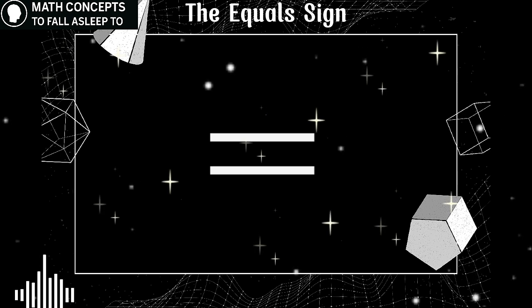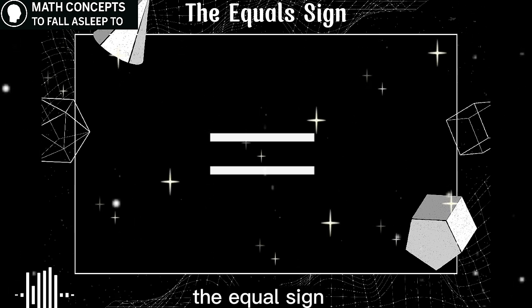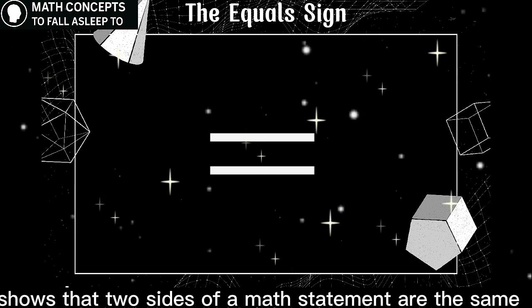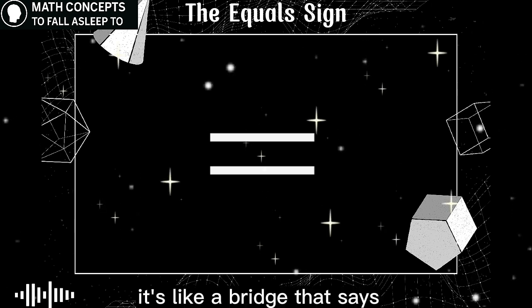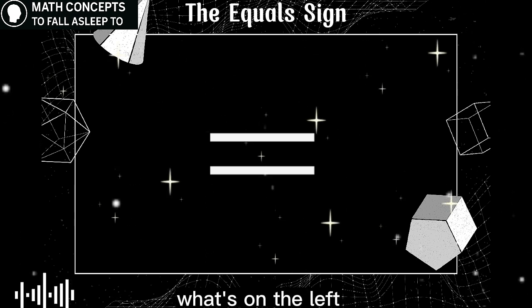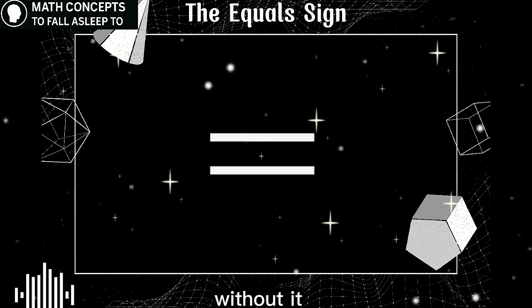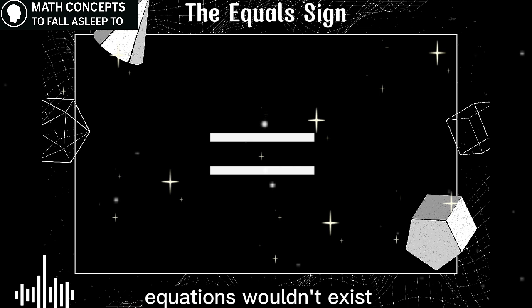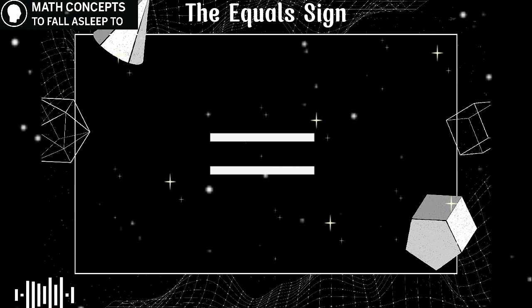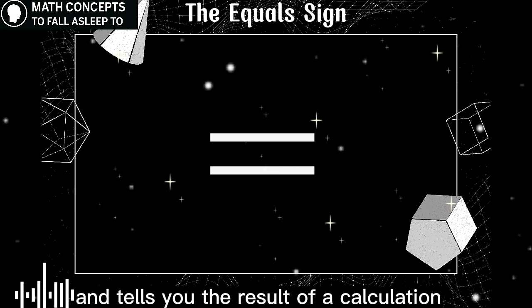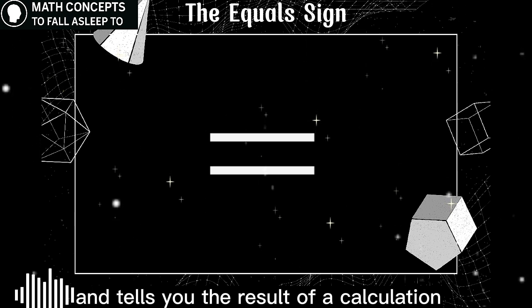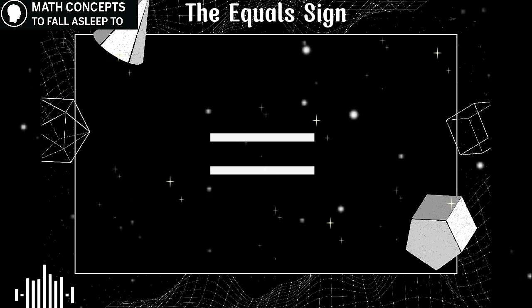Meaning and function. The equal sign shows that 2 sides of a math statement are the same. It's like a bridge that says, what's on the left is equal in value to what's on the right. Without it, equations wouldn't exist. It creates balance and tells you the result of a calculation or the truth of a relationship.